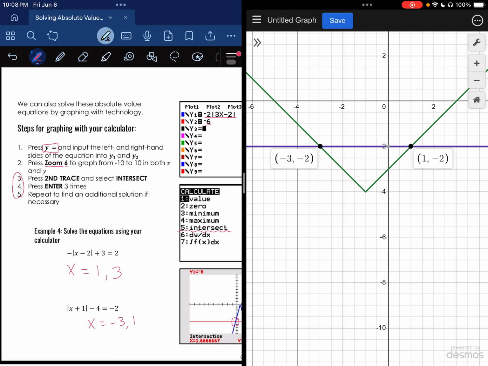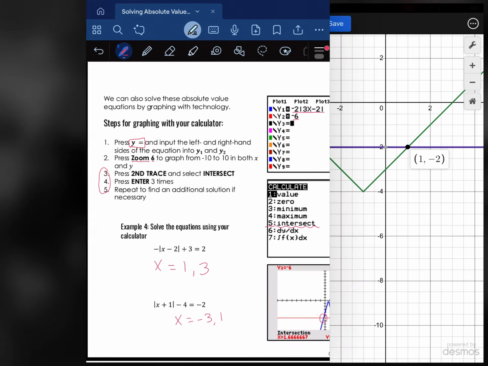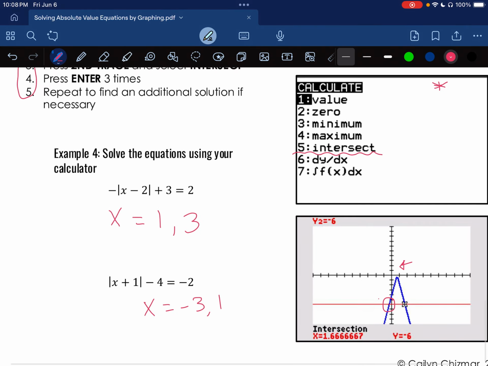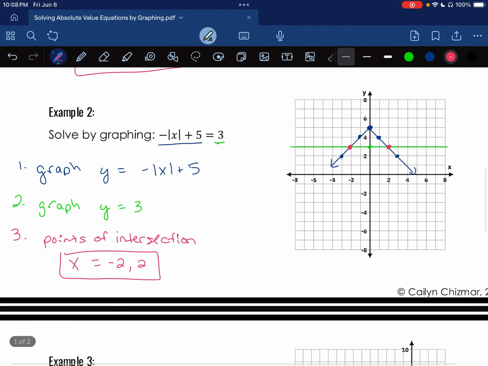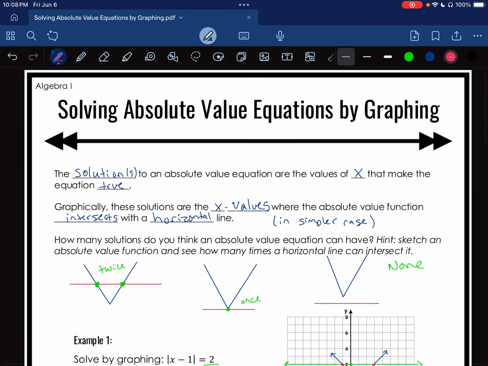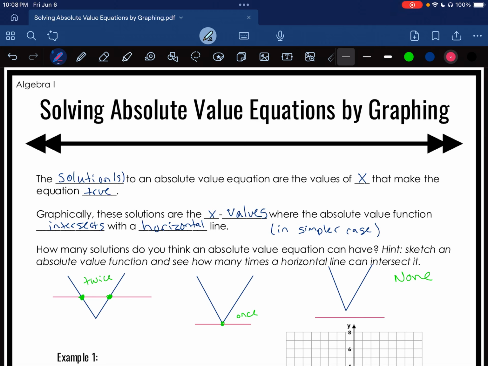All right, folks, so I hope that you enjoyed this deep dive into solving absolute value equations by graphing. And next time we are going to solve by using some algebra, good old inverse operations.